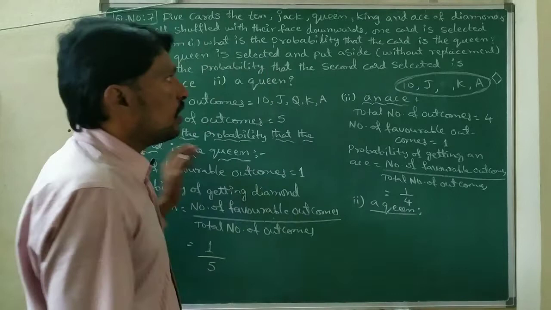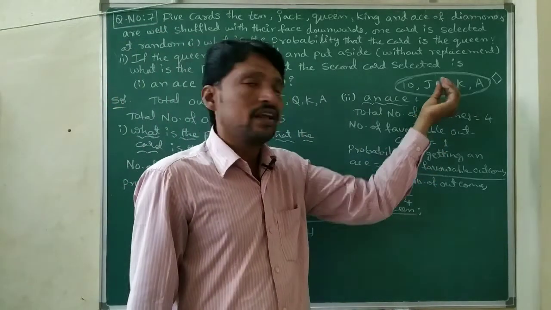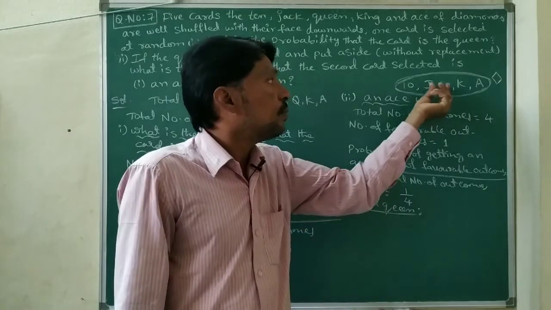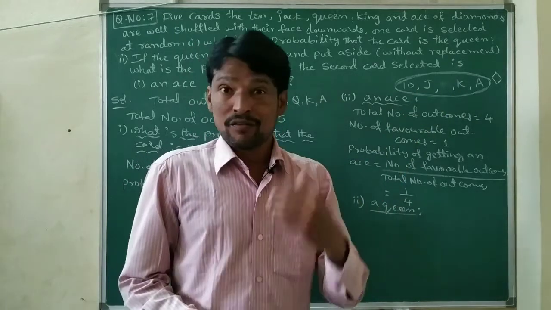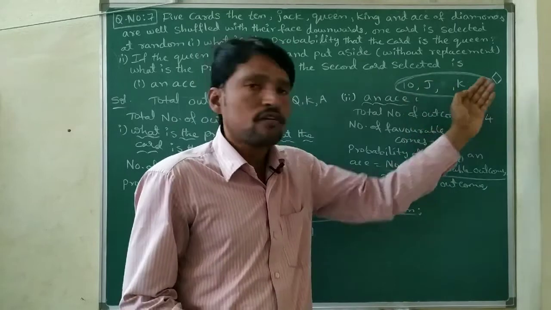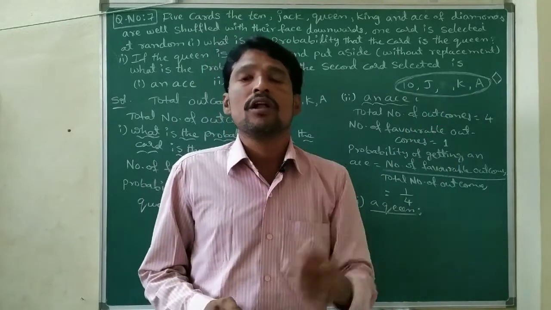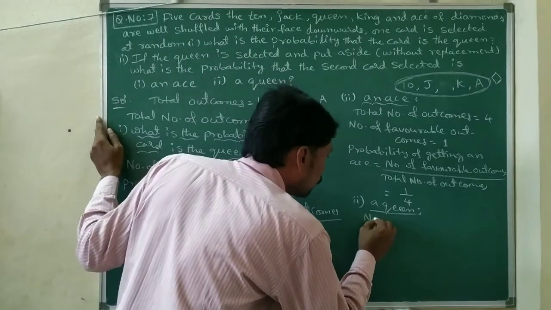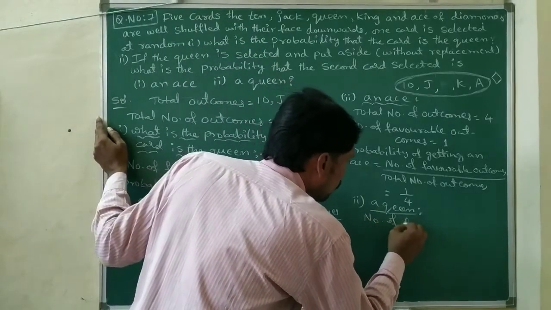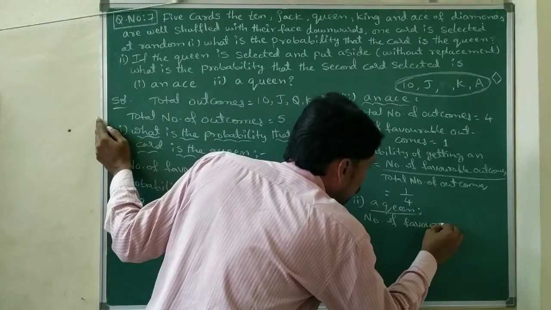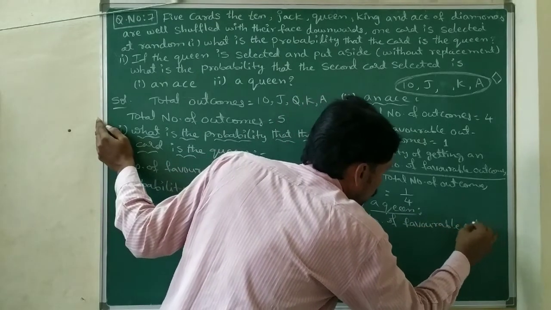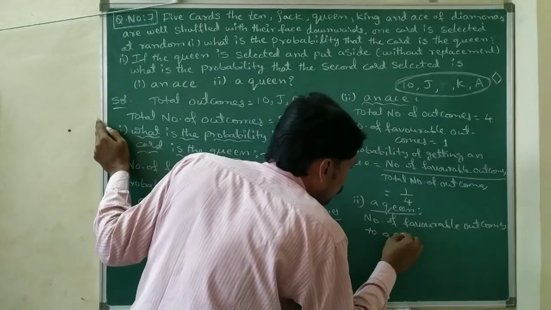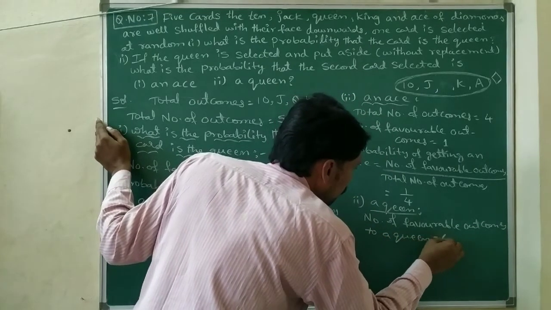So here in this, we already took the queen outside. So how many favorable outcomes are there for a queen? Is any queen card here? Nothing. That means the number of favorable outcomes to a queen is 0.